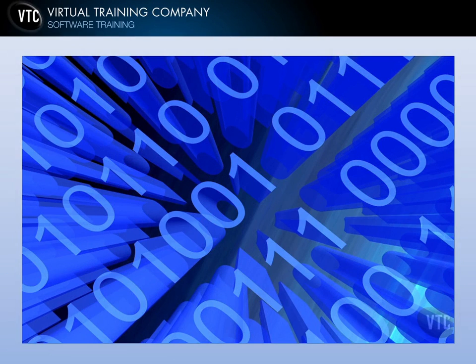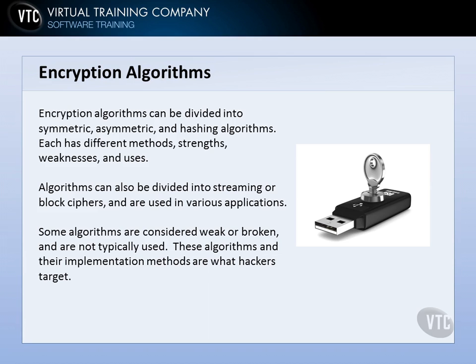In this topic, I'd like to talk to you about encryption algorithms. Now, we're going to cover a little bit about algorithms, but as you'll see throughout our discussion on cryptography, you're going to learn more and more about them beyond this particular session. Now, encryption algorithms can be roughly divided into three categories: symmetric algorithms, asymmetric, and hashing.